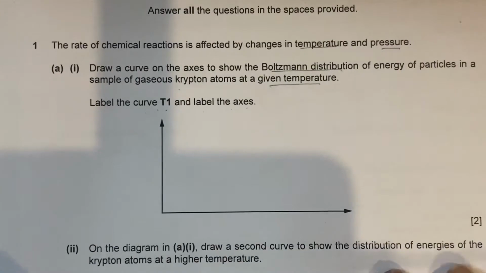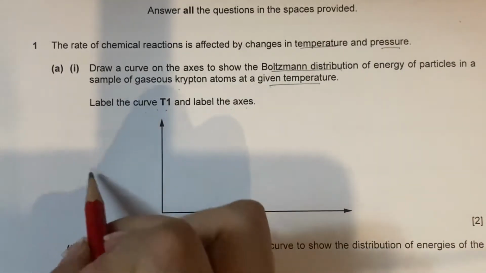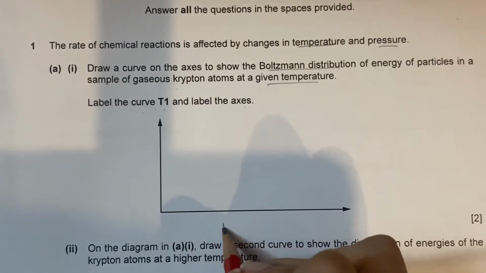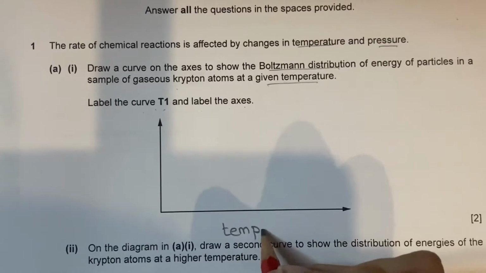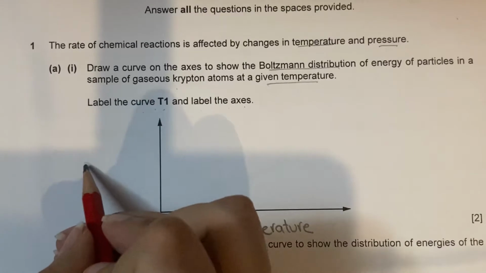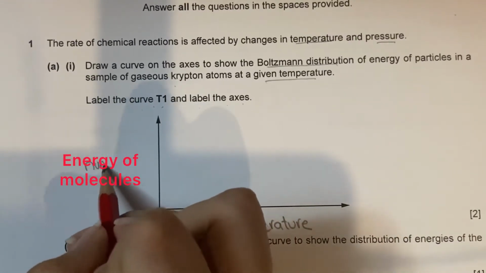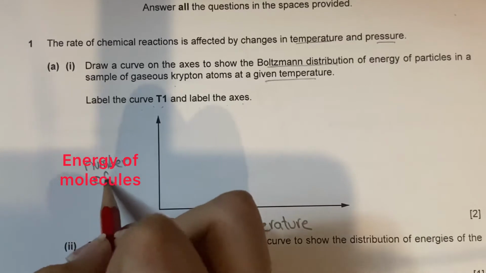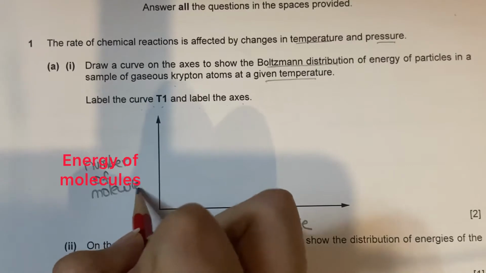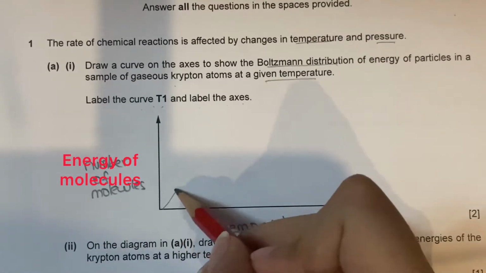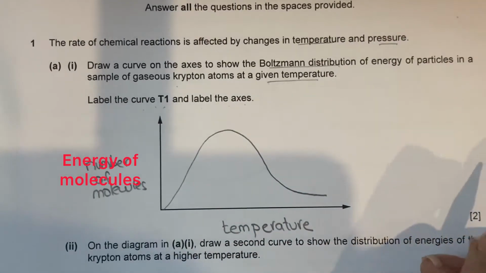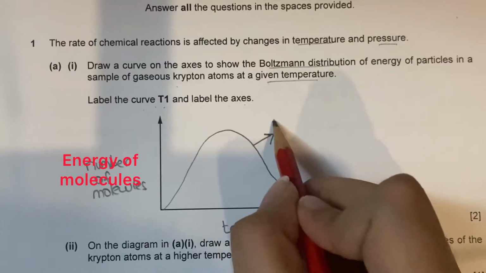So basically, over here it is the temperature, and over here it is number or fraction of molecules. You can write either. So the graph is generally like this, and we have to label this curve T1.